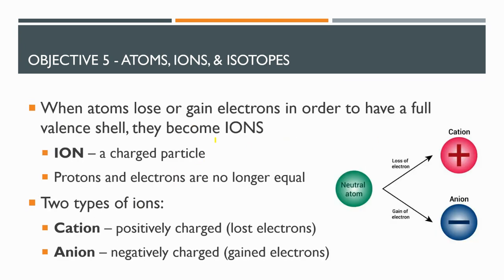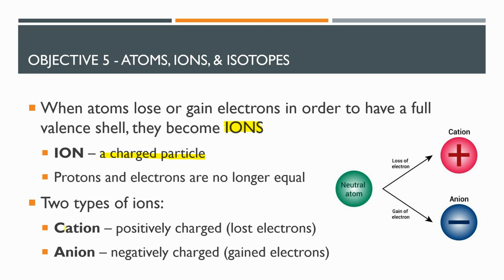When an atom loses an electron or gains electrons, it's not going to be neutral anymore, because then the protons and the electrons will have a different number. So when they lose or gain, we no longer call them an atom, we now call them an ion, because they now carry a charge. By definition, an ion is just a charged particle. Depending on what happens, that will determine whether it's a positively charged or a negatively charged particle.